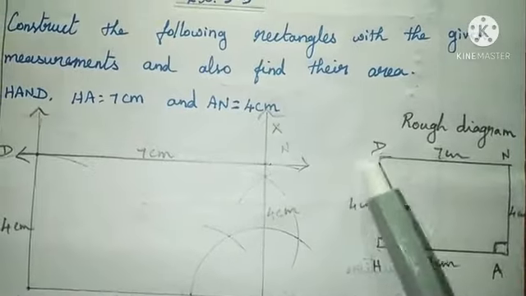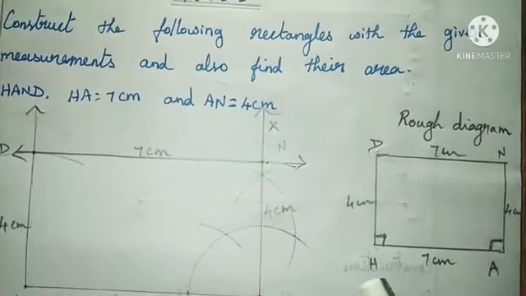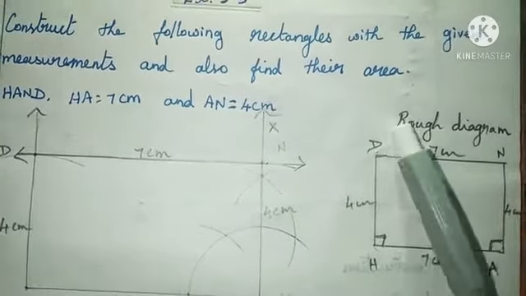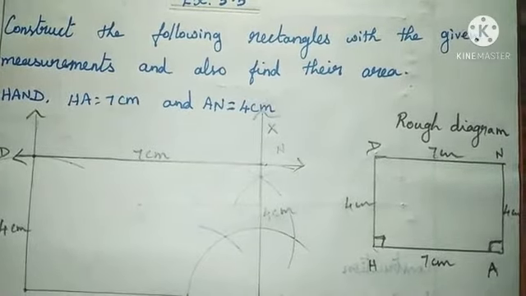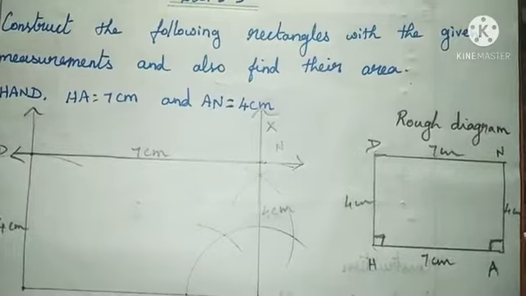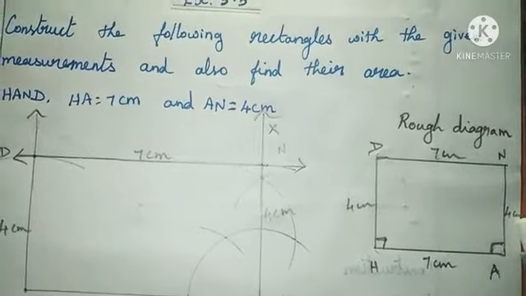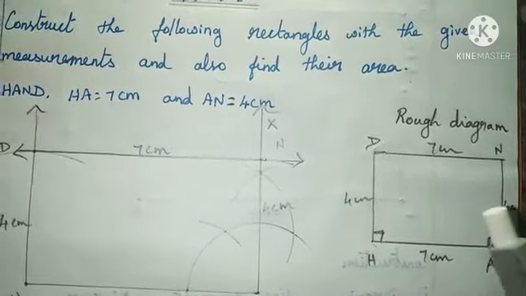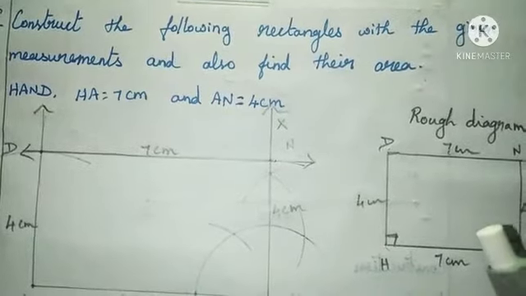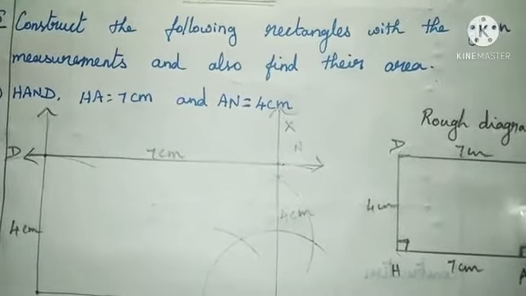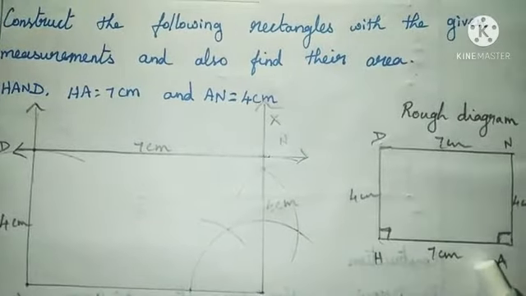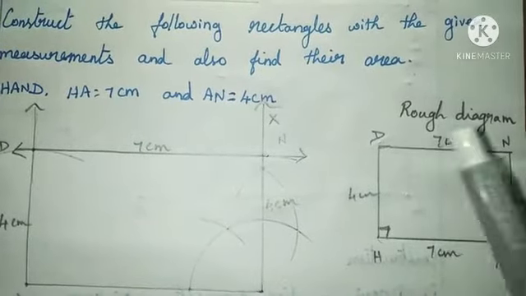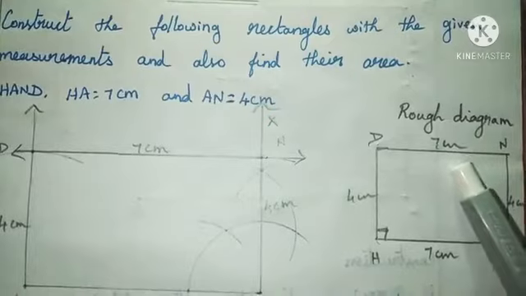You have to draw the rectangle and mark the points as HAND. In the question, HA is given as 7 centimeter and AN is given as 4 centimeter. These two sides are given. But in a rectangle, we know that opposite sides are equal. In this diagram, DN is opposite to the side HA. Therefore, DN is also equal to 7 centimeter.